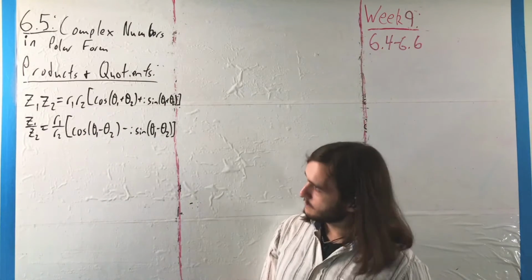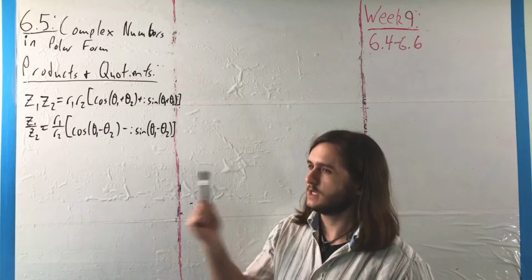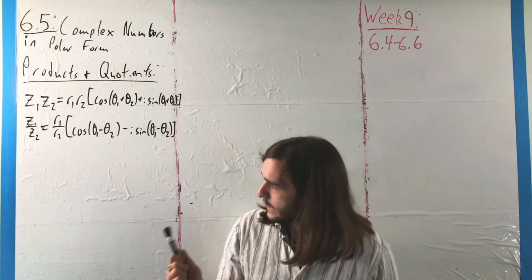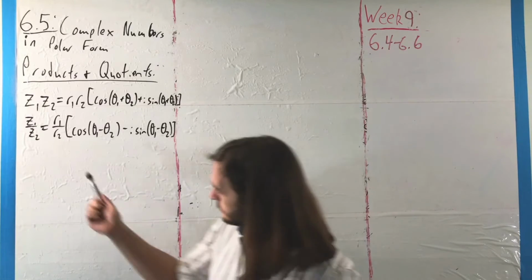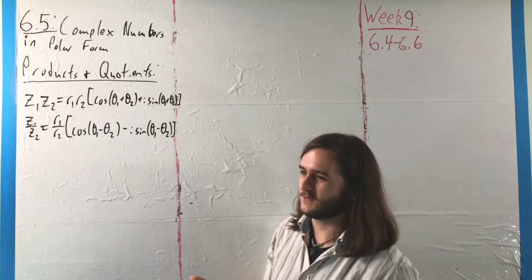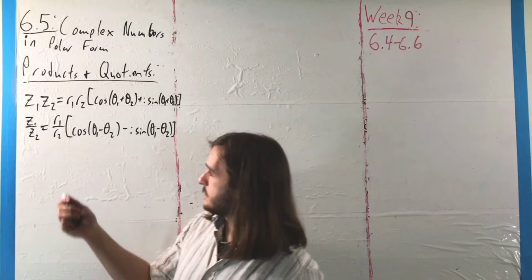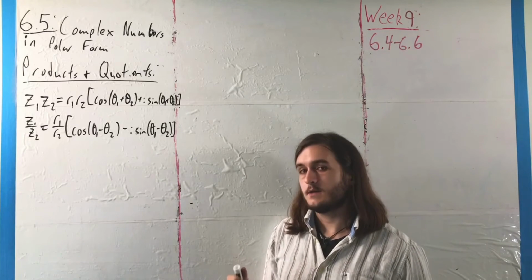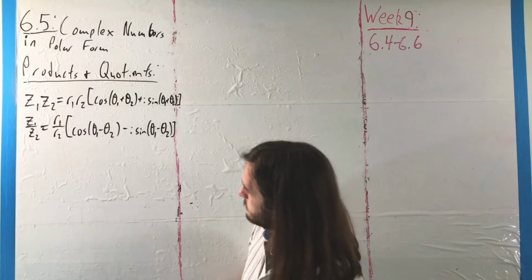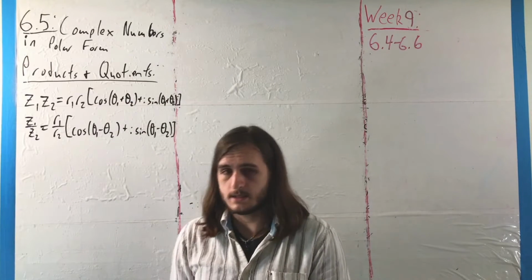that is the product of the moduli, times cosine of theta 1 plus theta 2, that is cosine of the sum of the arguments, plus i sine of theta 1 plus theta 2. And z1 over z2 has form r1 over r2, the quotient of the moduli, and cosine and sine in terms of the difference of the arguments: cosine of theta 1 minus theta 2 plus i sine of theta 1 minus theta 2.